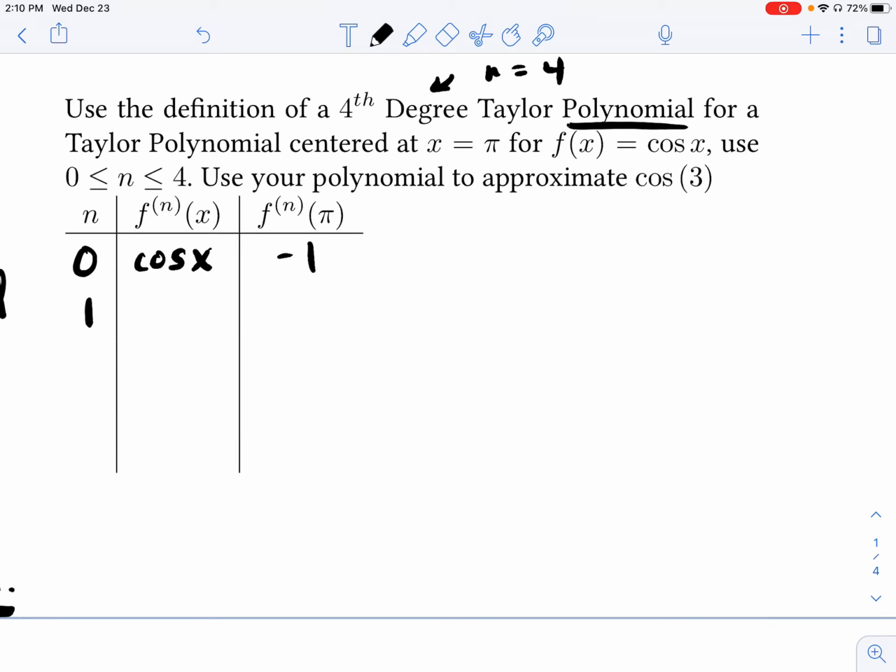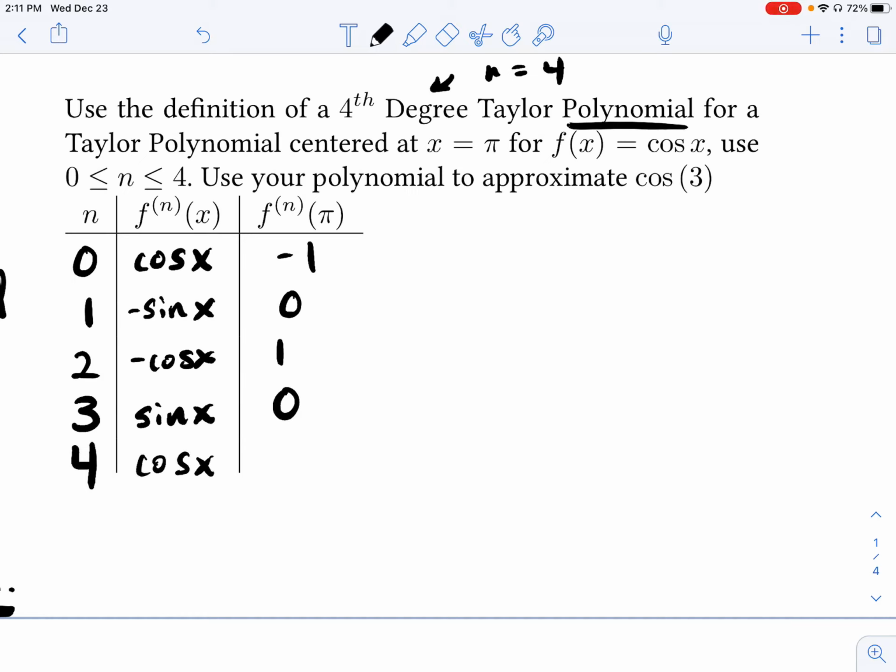Next up, when n is equal to 1, now we're on to the derivatives. Our first derivative is negative sine x, and that first derivative evaluated at pi is 0. Next up, when n is equal to 2, we have the derivative of negative sine x, which is negative cosine x, evaluated at pi is 1. N is equal to 3. Sine of x now evaluated at pi is 0. And then finally, when n is equal to 4, we're now back to cosine x, evaluated at pi is -1.